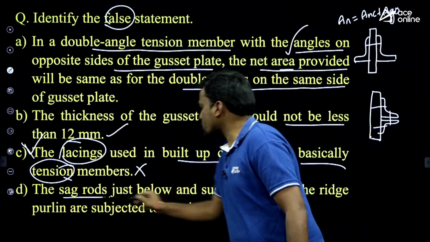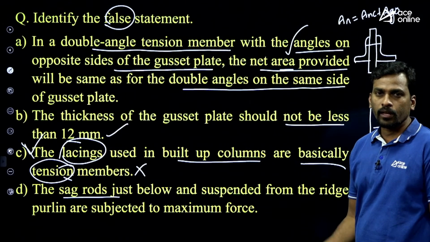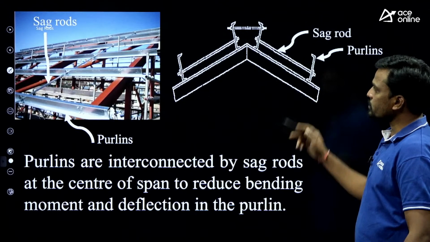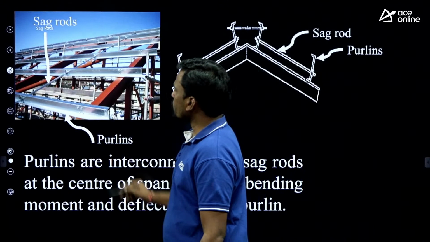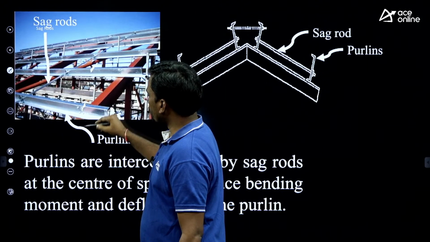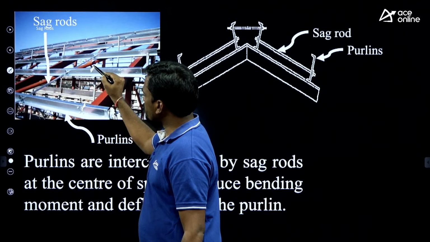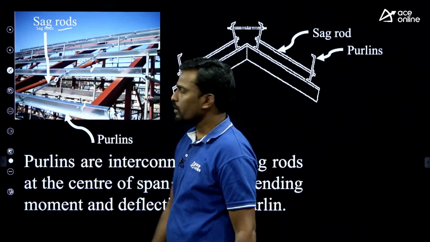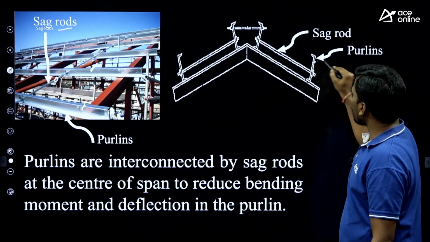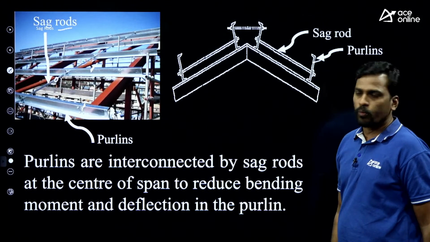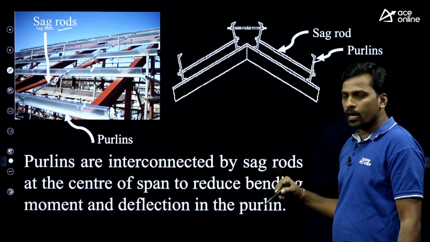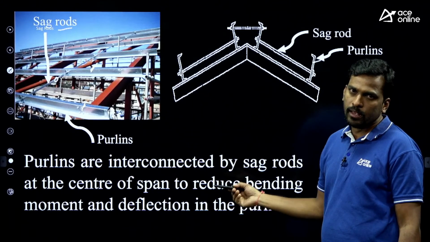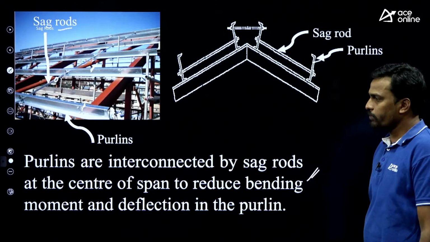Anyway, sag rods. Where did I explain sag rods? In roof trusses. This is the sag rod. Where will we use the sag rod? This is called a purlin, and this is also a purlin. These purlins are interconnected with one rod, and this rod is nothing but the sag rod. Theoretically, this is the example: this is a purlin and this is a sag rod. What is the use of the sag rod? To reduce the deflection of the purlin and the bending moment in the purlin, we use the sag rod. This is the point I gave.